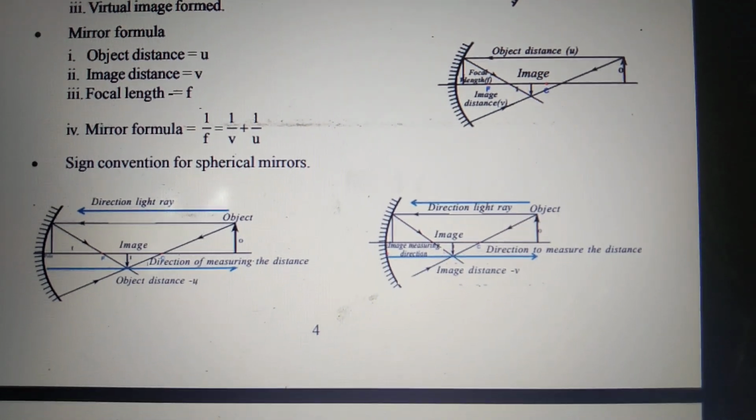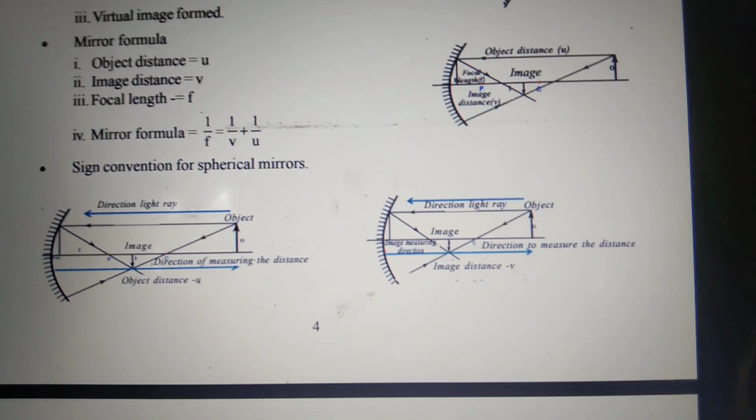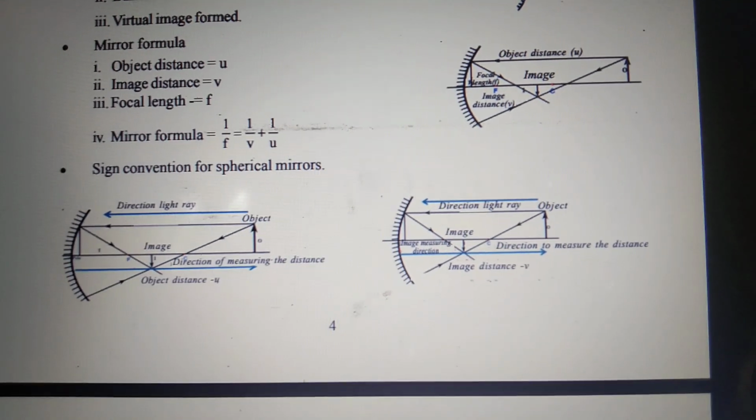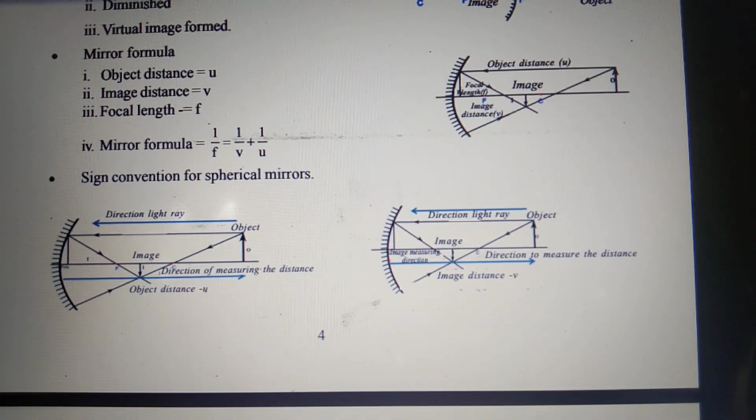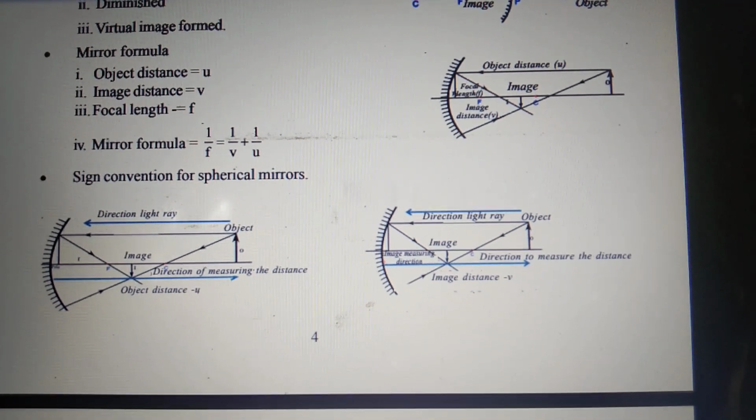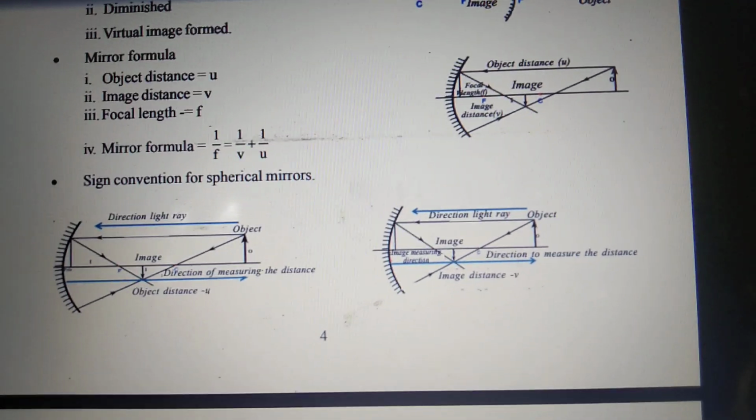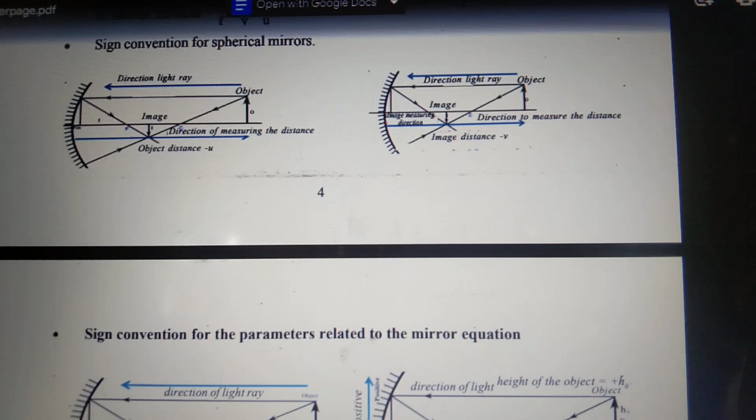Now the most important formula, that is called the mirror formula, which gives the relationship between object distance, image distance and focal length. That is 1/f = 1/v + 1/u. Right. Next, sign convention. They may also ask four-mark questions on this sign convention.